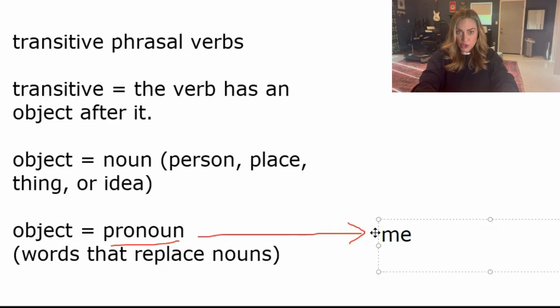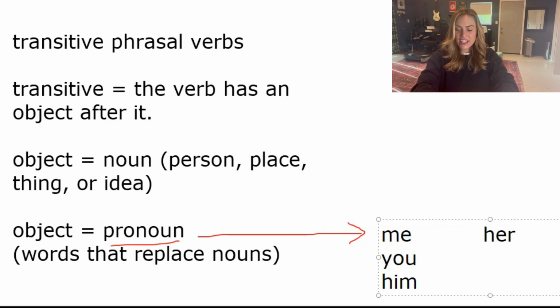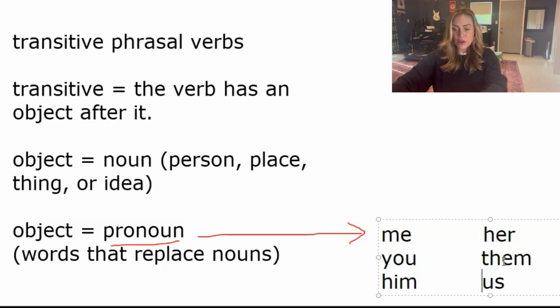So object pronouns are the ones that come after verbs. Like I is a subject, but me is the object. You is the subject and you is the object too. He is the subject, but him is the object. She is the subject, her is the object. They is the subject, them is the object. We is the subject, us is the object. So these are examples of object pronouns. We also have it.